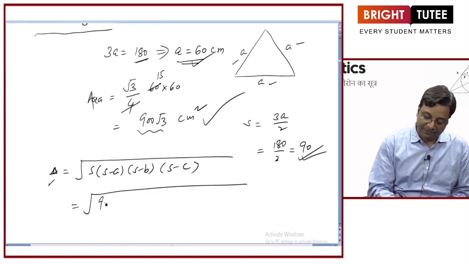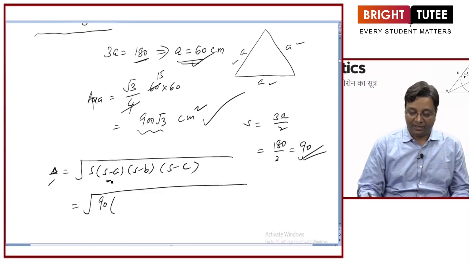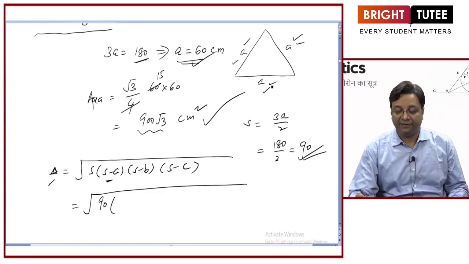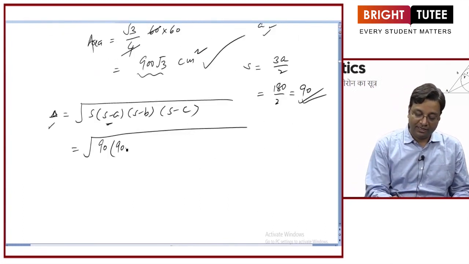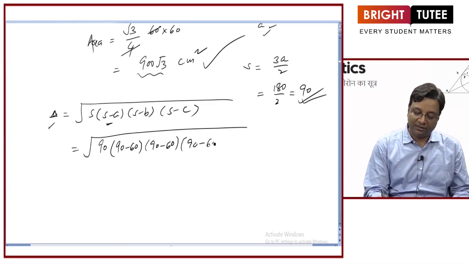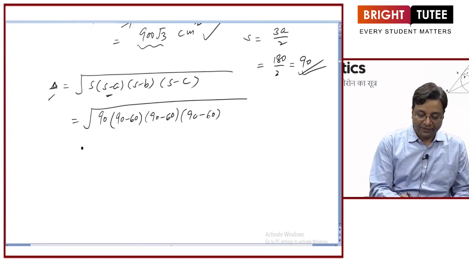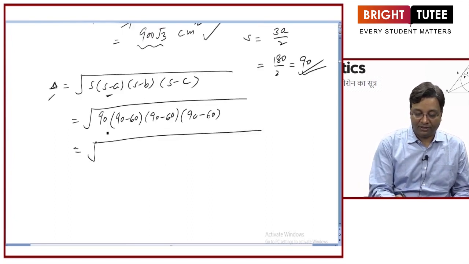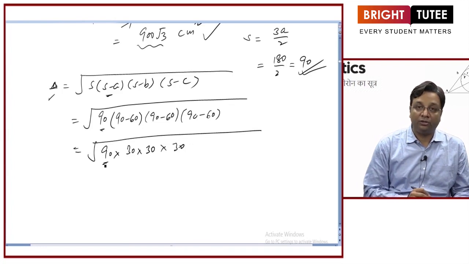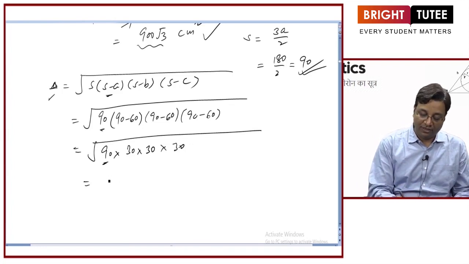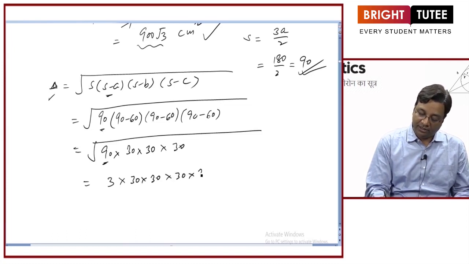So, S is 90, S minus A. Now, you know all the sides are equal, that is 60. So, we will write 90 minus 60, 90 minus 60, 90 minus 60 here. So, what is this? This is 90 into 30 into 30 into 30, and 90 can also be written as 30 into 3. So, what we have got here is 3 into 30 into 30 into 30 into 30.